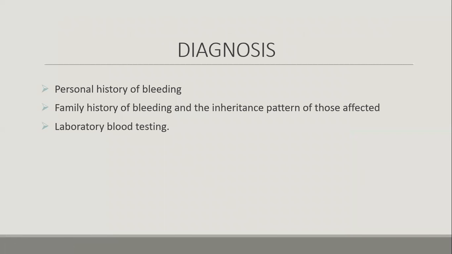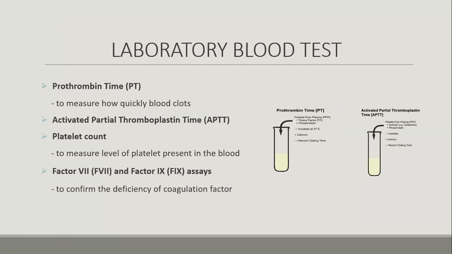Diagnosis: personal history of bleeding, family history of bleeding, and the inheritance pattern of those affected. Laboratory blood testing. These are the examples of laboratory blood tests. Prothrombin time to measure how quickly blood clots. Activated partial thromboplastin time (APTT). Platelet count to measure level of platelet present in the blood. Factor 8 and factor 9 assays to confirm the deficiency of coagulation factors. Oh, there's some typo here. This is factor 8, not factor 7. I'm sorry about that.